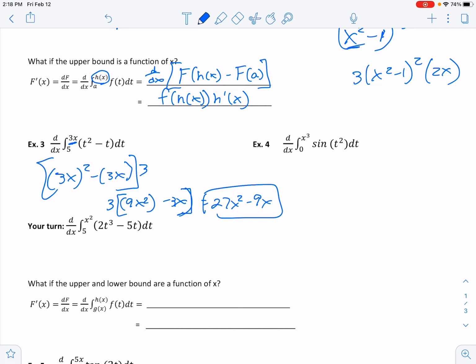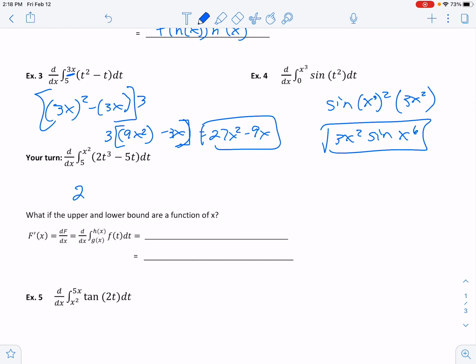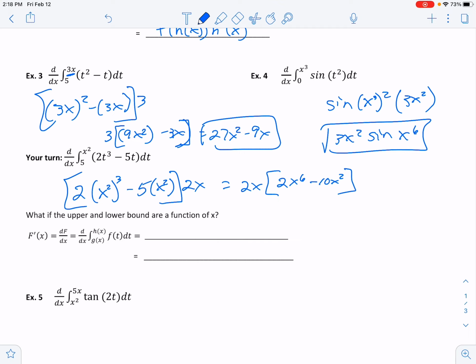Okay, same here. You're going to plug that in. You get the sine of x cubed squared times 3x squared. So we get 3x squared sine of x to the 6th. Not bad. Your turn. You plug that in, so you get 2x squared cubed minus 5 times x squared, all times 2x. So you get 2x times 2x to the 6th minus 10x squared. You can keep going if you want.